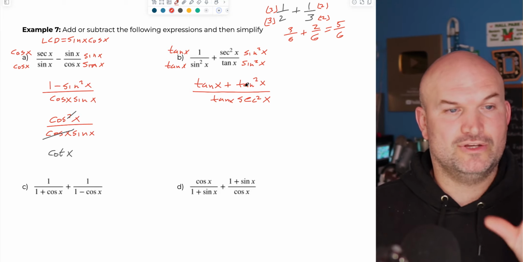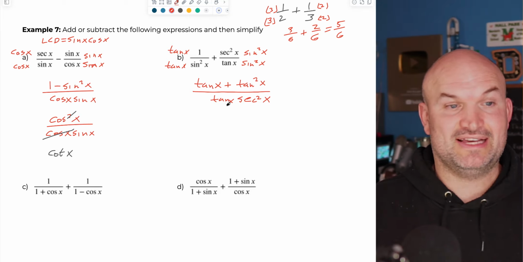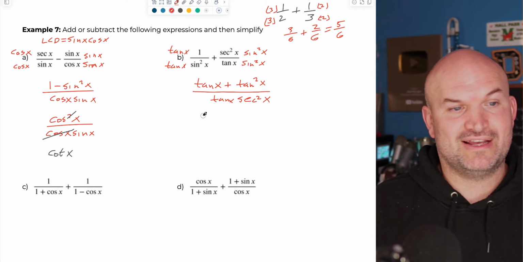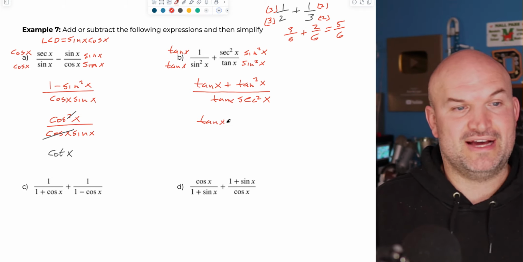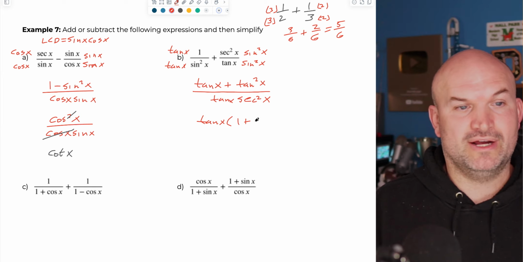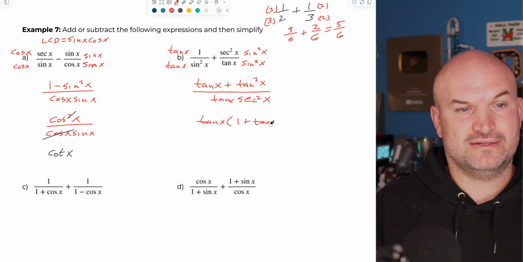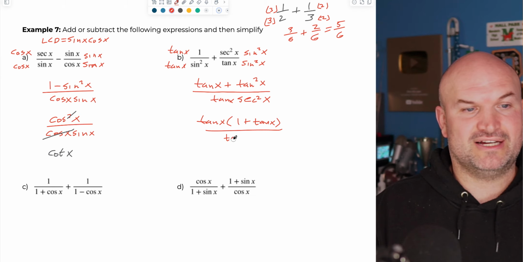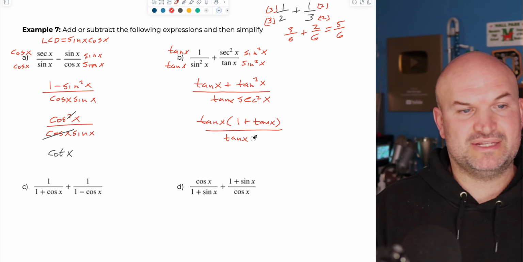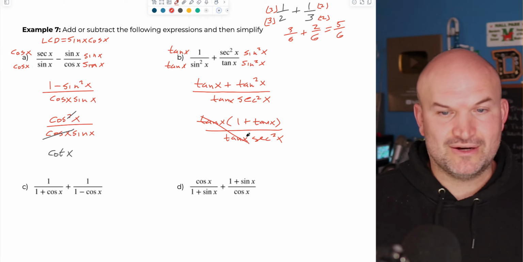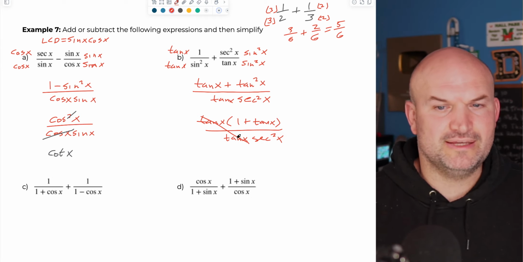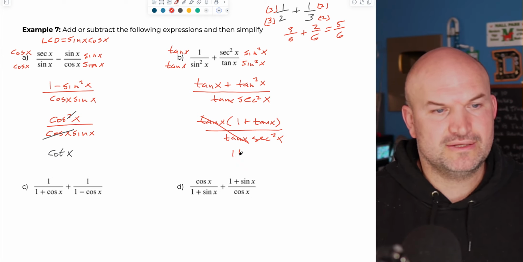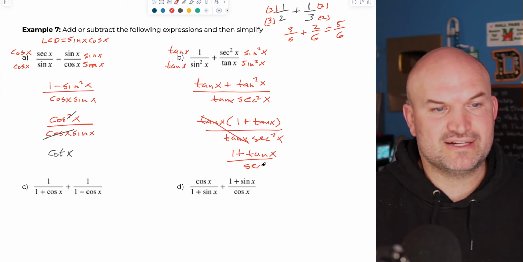So you also recognize that here I have a common term of a tangent. So I can factor out this tangent of x. When doing this, I get a 1 plus a tangent of x. And then over here, I have a tangent of x times a secant squared of x. So now those tangents will divide out. And that's just going to leave me with a 1 plus tangent of x all over a secant squared of x.